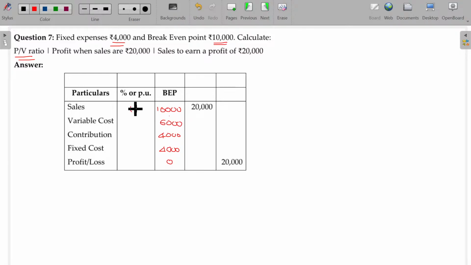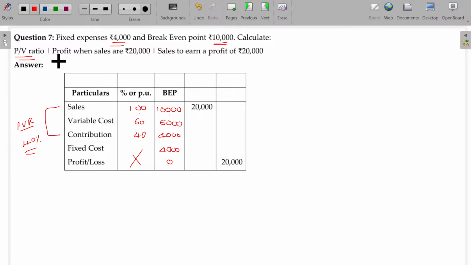Assume that sales being 100. 10,000 is 100, means variable cost 6,000 will be 60, contribution being 40. Otherwise PVR being 40%.